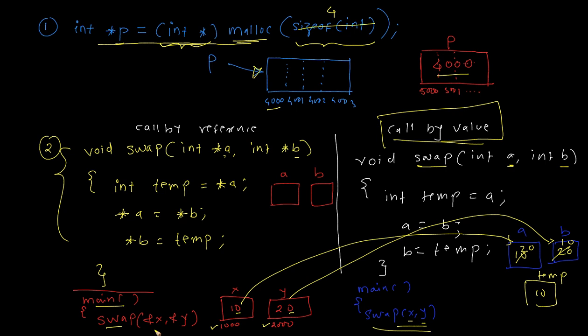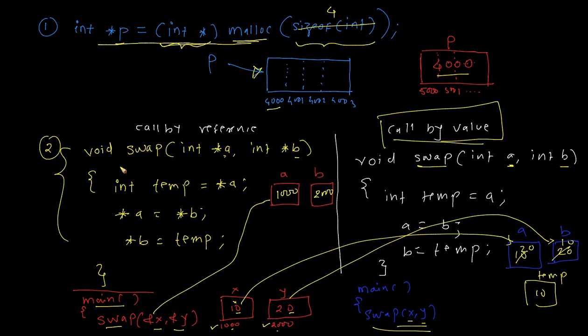That means A can store the address of an integer variable, and B can store the address of an integer variable. Now when calling swap, I'll be passing the address of x and the address of y. I'm not passing values. This will be passed to A and B. Now A will hold the address of x, that is 1000, and y's address will be copied in B, that is 2000, memory addresses, right?